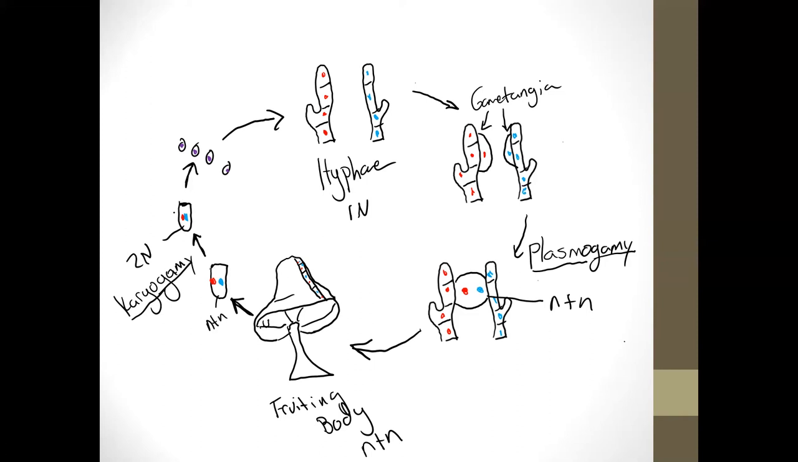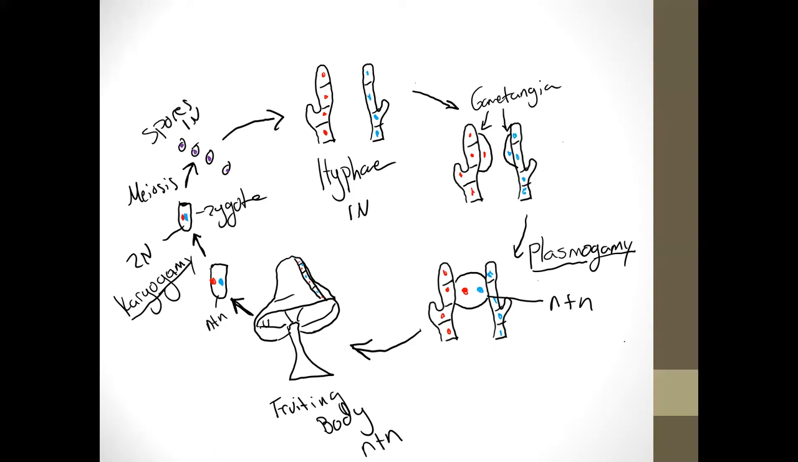So this diploid cell is not going to last very long for the fungi. Immediately after this zygote, which it technically is now as a zygote, after the zygote is formed, it's immediately going to undergo meiosis. And after meiosis, what you've created is 4 haploid spores. So now we have spores that are haploid.